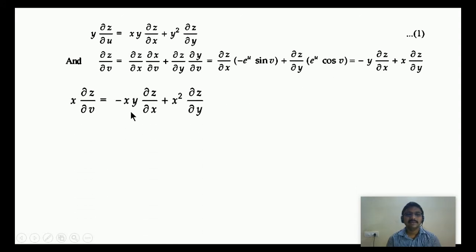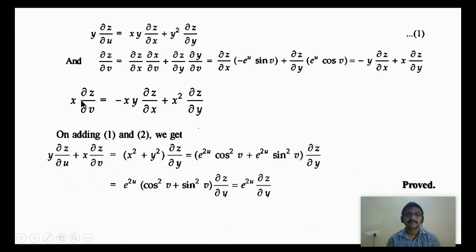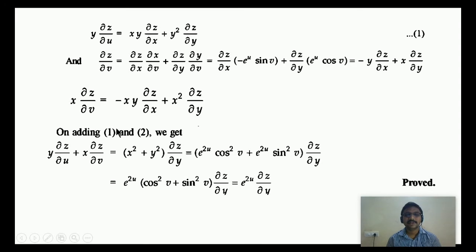Now x into ∂z/∂v is minus xy into ∂z/∂x plus x squared into ∂z/∂y, which is obtained just by multiplying this equation with x. Now adding these two equations, we will have y ∂z/∂u plus x ∂z/∂v, just adding those two terms and taking the common factor ∂z/∂y.